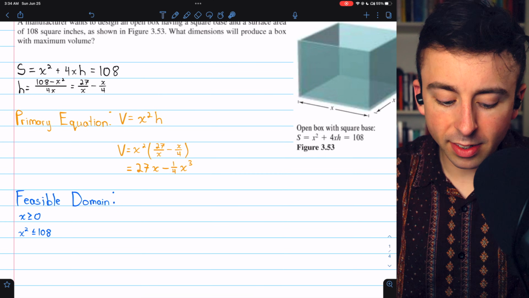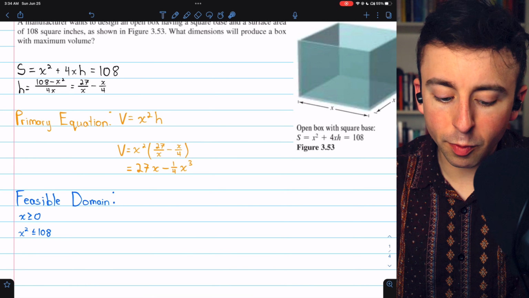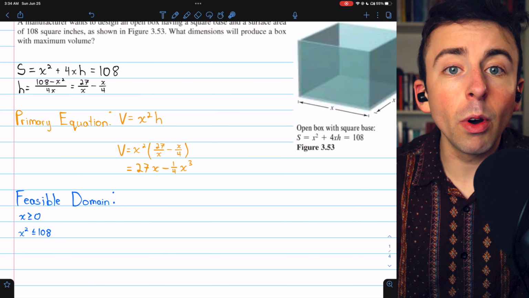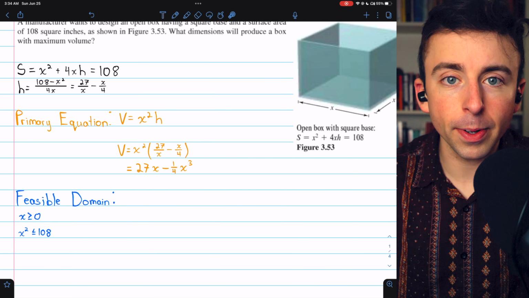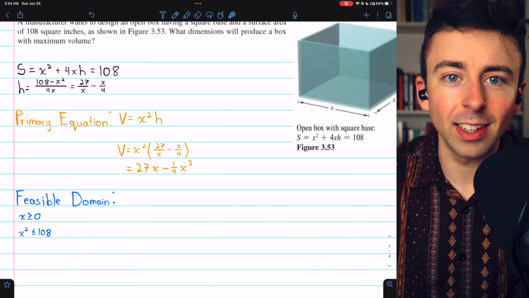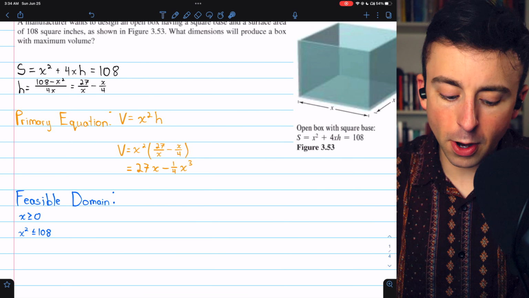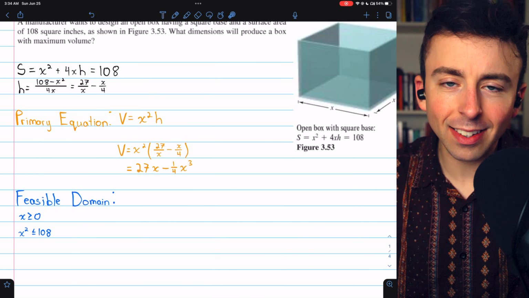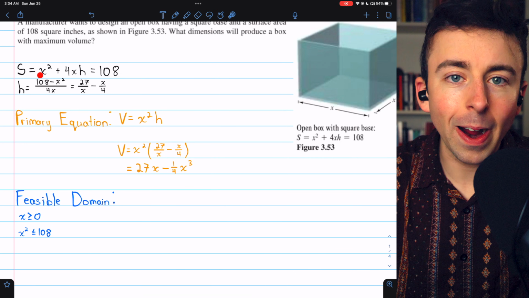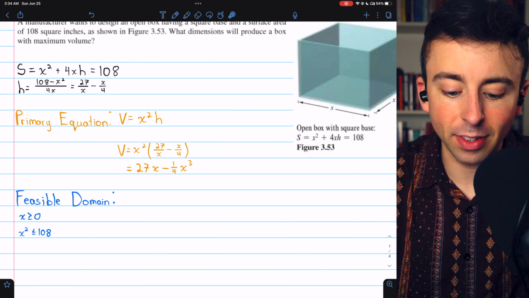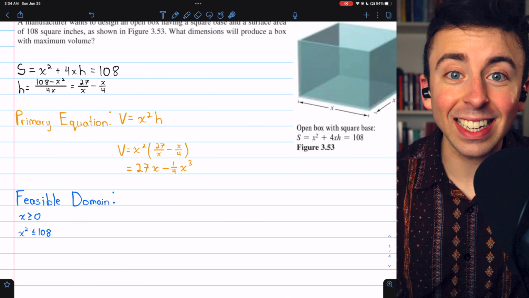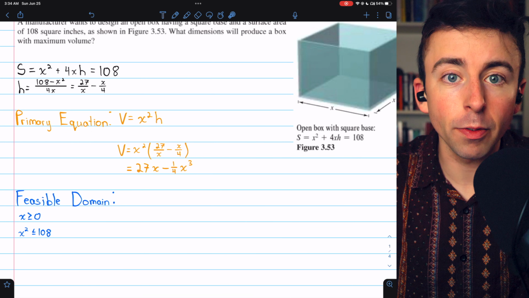The fourth step is to determine the feasible domain for our primary equation that we figured out in the previous step. What values for x are possible? Well, we know that x has to be at least 0. We're not going to have negative distances for our box. We also know that x squared has to be less than or equal to 108 by the surface area equation. X squared is in this equation, and the surface area equals 108.